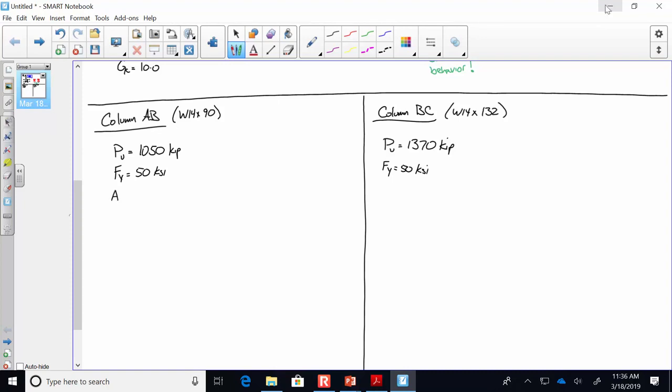But I am going to need a gross area. So what's the gross area of a W14 by 90 and the gross area of a W14 by 132? By the way, at this point, I'm sort of just asking for these properties. Does everybody feel comfortable looking all this stuff up? Like if I say, what's the bf of a W10 by 49, everybody's okay with finding that? For the first one, 26.5. And this one over here.